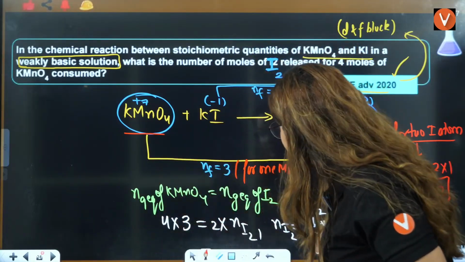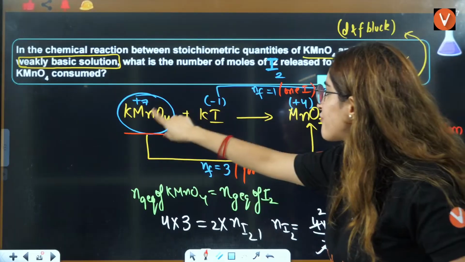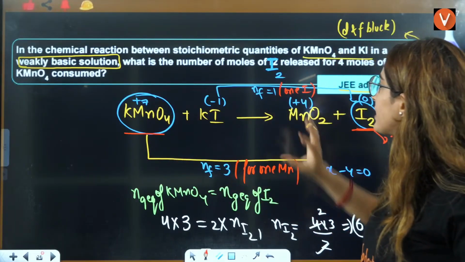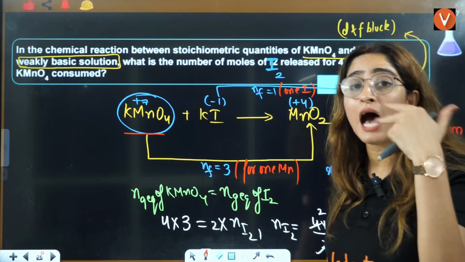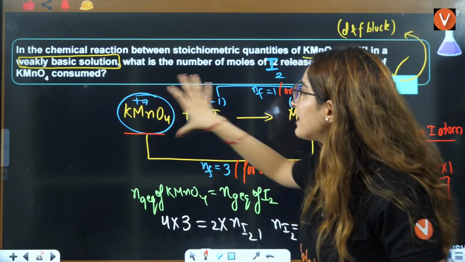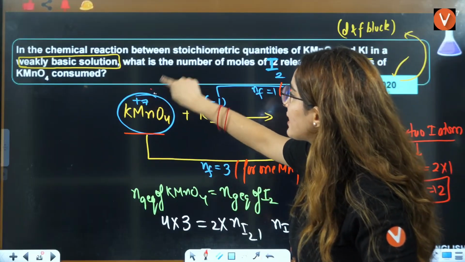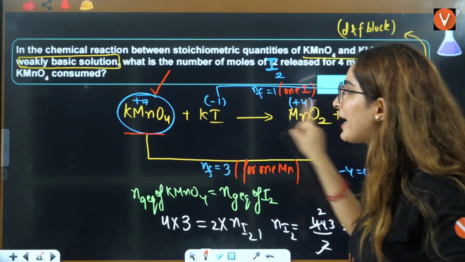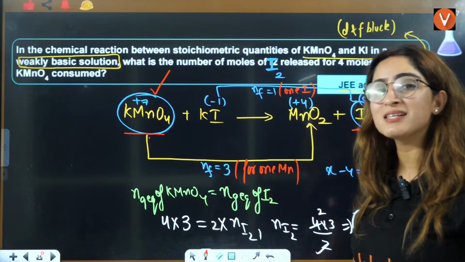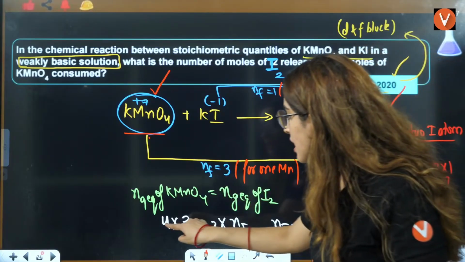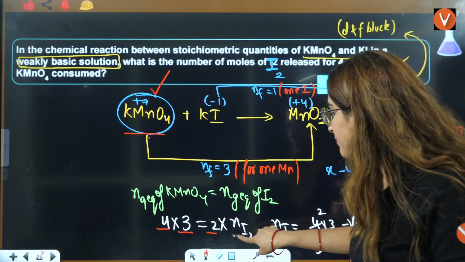By some method that we use in redox reactions, the N factor of this comes out to be 3 and of this comes out to be 2. Now, the law of gram equivalents says that for all reactants and products, the gram equivalents will be the same. Here, they are asking me to compare KMnO4 and I2, so I'll equate the gram equivalents. Gram equivalents of KMnO4 equals that of I2. In terms of moles, gram equivalents is the number of moles multiplied by the valency factor.